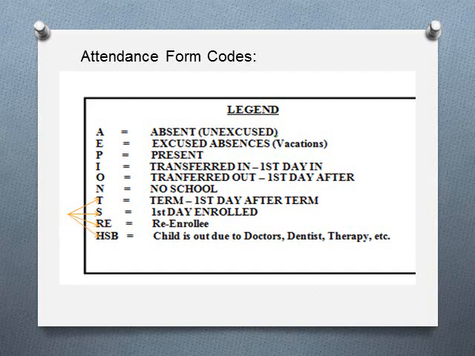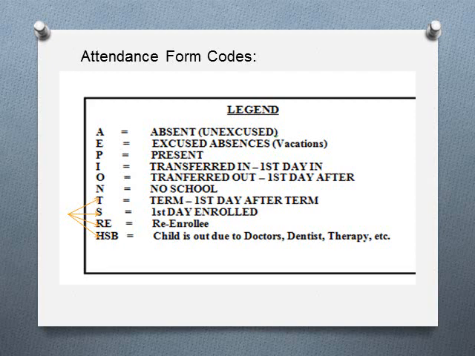The last 4 codes are used sporadically. T is used to document the first day that a child is not present in the classroom due to termination from the program. After this code is used, the remaining days of the month are left blank. S is used to document a child's first day in the classroom as a new enrollee. Thereafter, attendance is documented by the use of P for present.